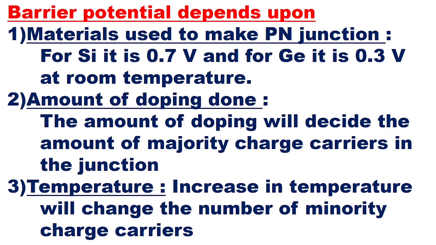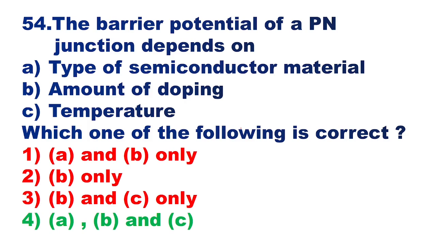So here you can see the explanation. Barrier potential depends upon, number one, the materials used to make the PN junction. That is, for silicon it is 0.7 volt, and for germanium it is 0.3 volt at room temperature. It also depends upon the amount of doping done, because the amount of doping will decide the amount of majority charge carriers in the junction. It also depends on temperature, because an increase in temperature will change the number of minority charge carriers. So here you can see option 4, that is, parameters A, B, and C all stand true. So the barrier potential of a PN junction depends upon all these three parameters. So option 4 is the correct answer.